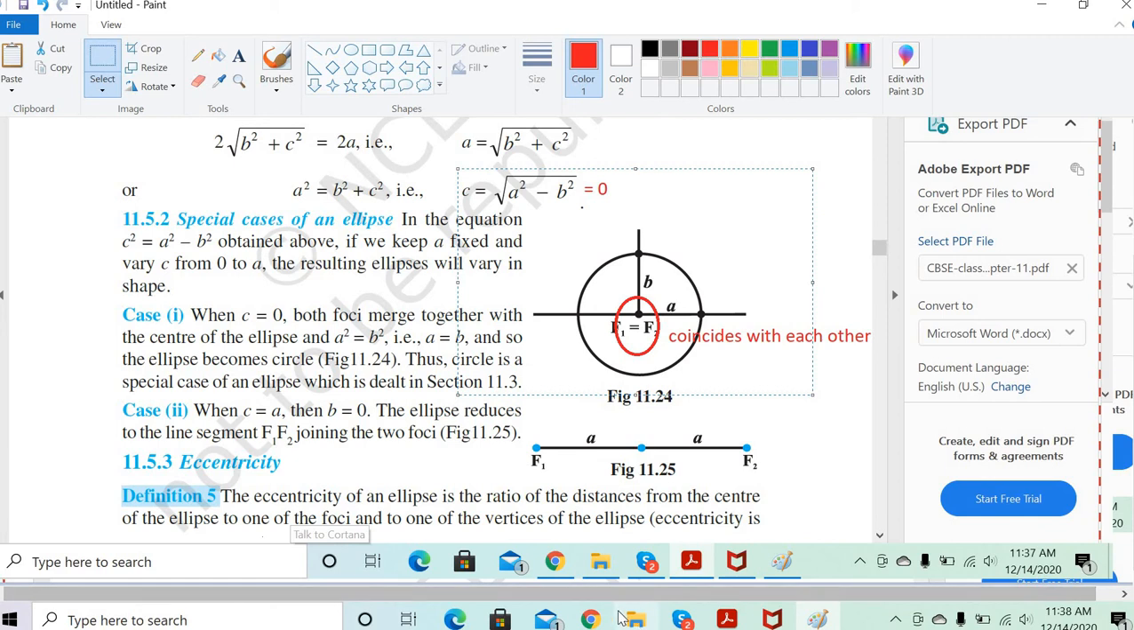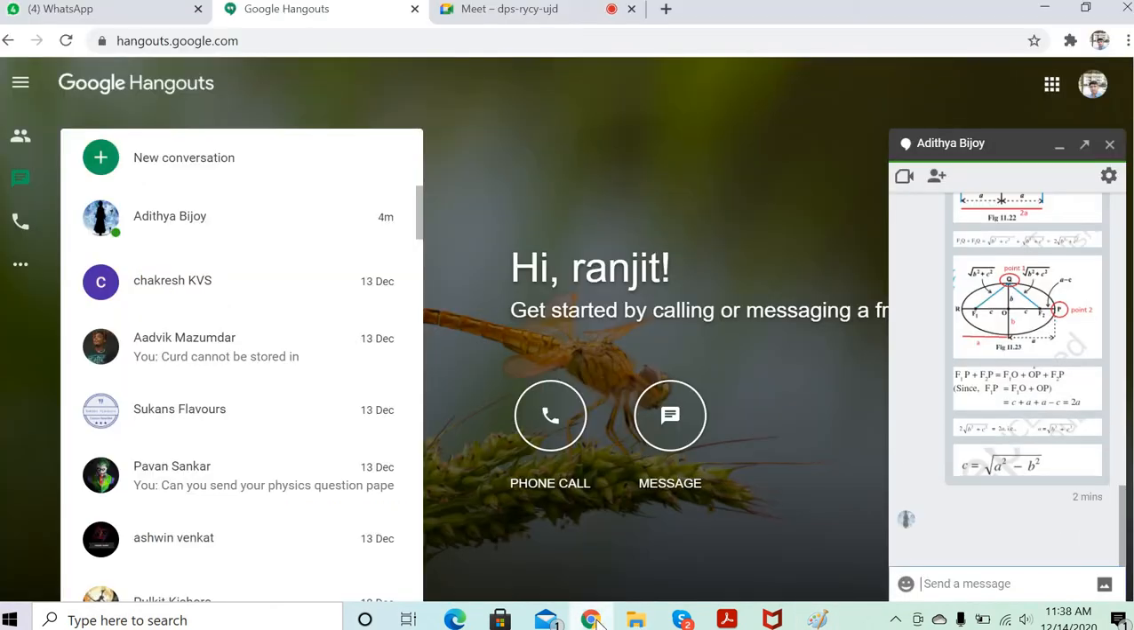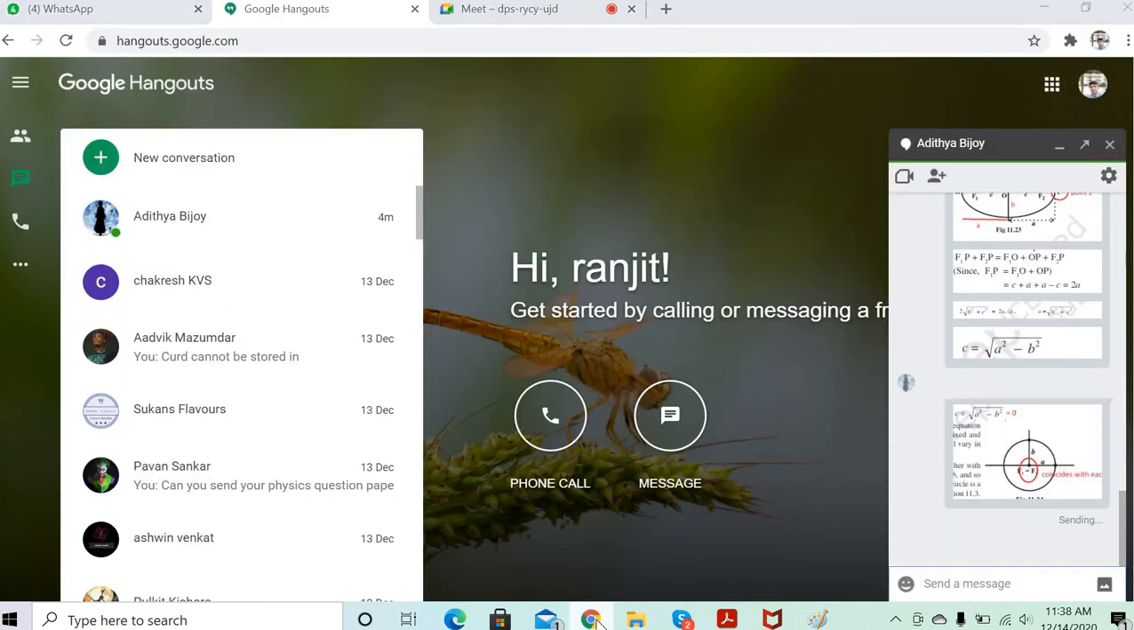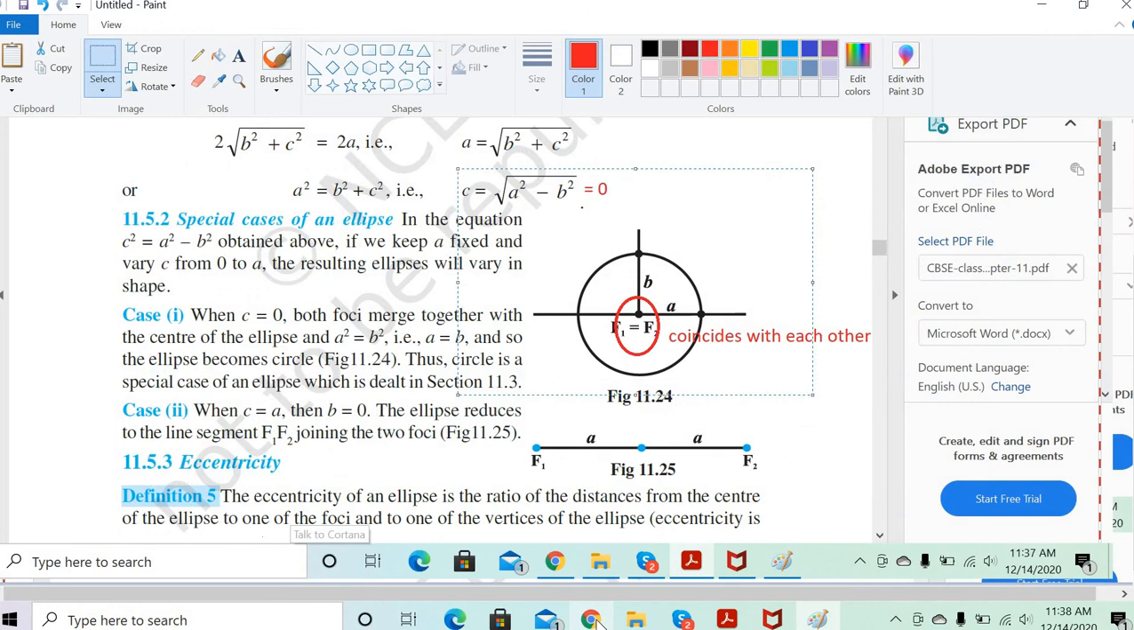Basically it becomes like a radius for you. The vertical axis and the horizontal axis both are equal. That means it's like a circle. A is equal to b is nothing but the radius. So it becomes a circle now. So when c becomes equal to 0, it becomes a special case of ellipse that's nothing but a circle.